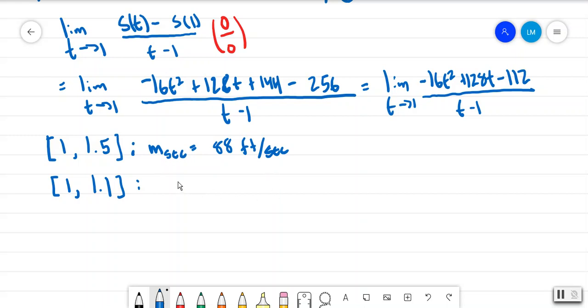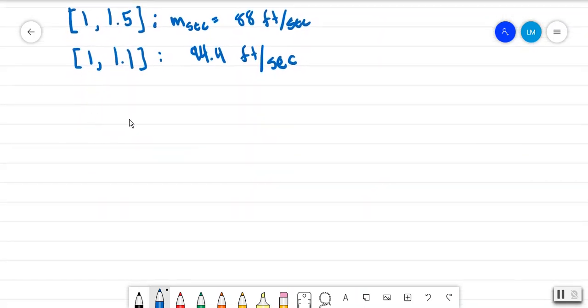So for this one, we have that that's going to be 94.4, and what is that? Feet per second. Okay, so I can repeat this process, for instance, by looking at 1 comma 1.01, and then I can repeat this process by looking at 1 comma 1.001, and then I can look at a closer value like 1 comma 1.0001.